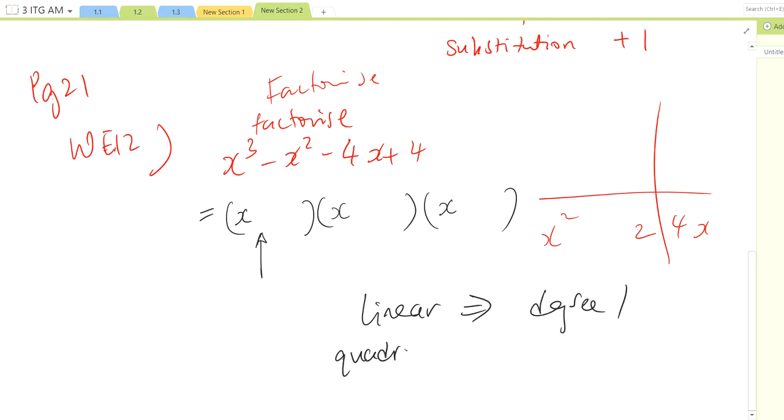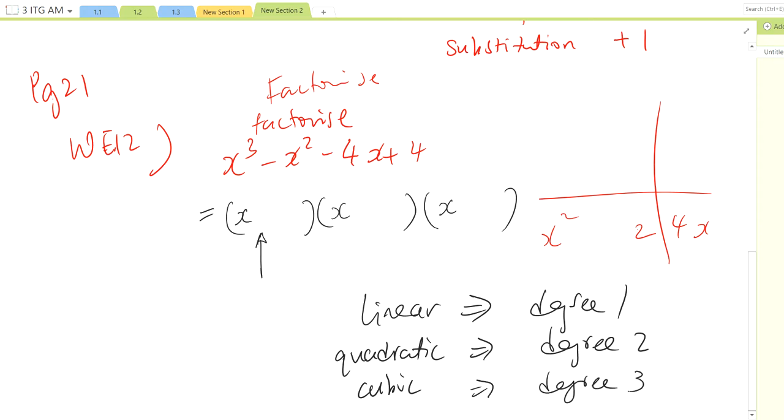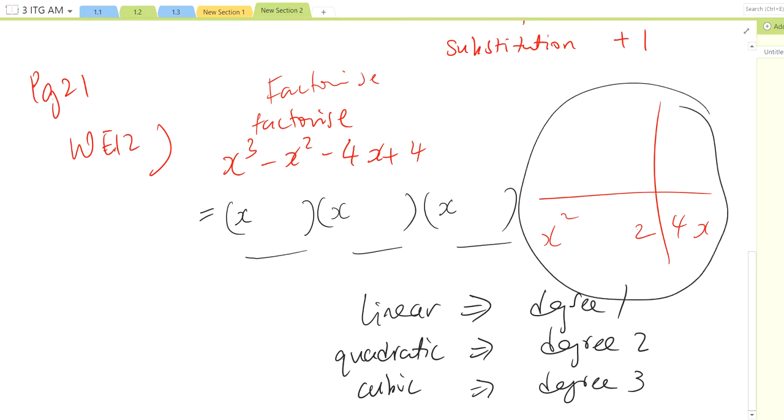Quadratic, degree 2. And cubic, degree 3. Subsequently, don't need to know already. Okay, don't need to know the name. So I can get up to 3 linear factors. Up to. Okay? Does this make sense to you? Okay, now my goal is to find out what exactly all of them are. Unlike quadratic, I now have to guess and check.